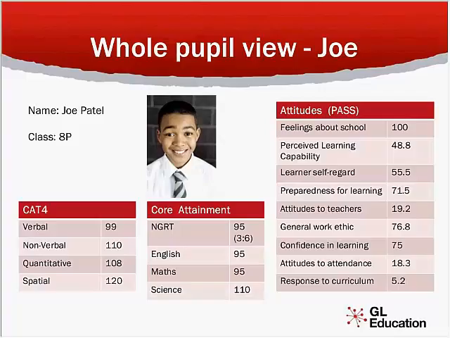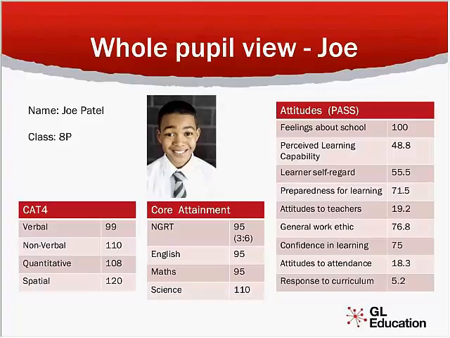And response to curriculum 5.2. So Joe doesn't feel that the curriculum really matches his needs. And if we go back to his scores on CAT4, you can see a possible reason for this may be that Joe is a spatially biased student. So by the very nature of teaching as a profession, it does tend to be a verbally biased profession. So you tend to find more teachers with a verbal bias than a spatial bias. So of course we tend to teach in that way with a verbal bias.